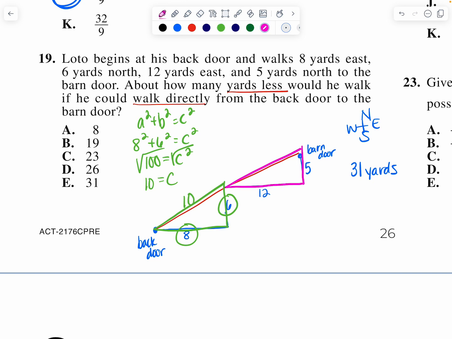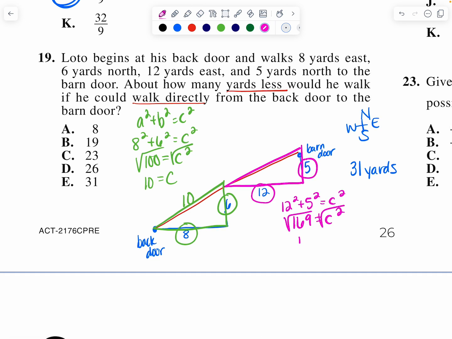All right, now looking at the pink triangle. Now we have 12 and we have 5. So I have 12 squared plus 5 squared equals c squared. When I take 12 squared plus 5 squared, that gives me 169 equals c squared. Take the square root of both sides, and I get 13 equals c. So this side is 13. Now, if I'm going to total this up, I have 10 and 13, which gives me 23 yards. So obviously, walking a direct route is a lot fewer yards than if we had to walk east and north, and then east and north.